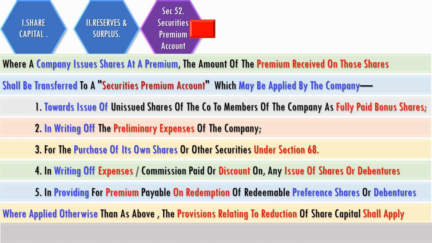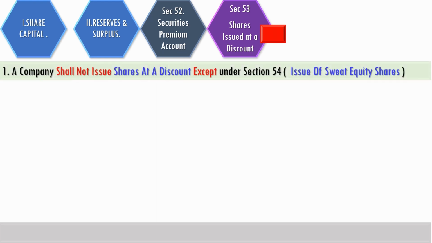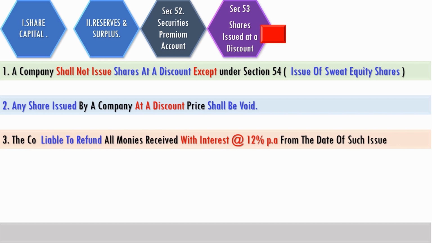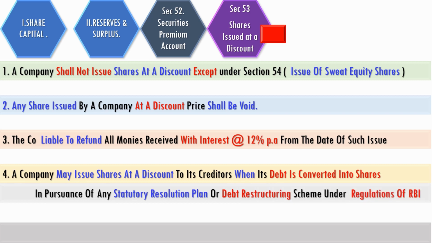Where it is applied for any other purpose than the five above, the provisions relating to reduction of share capital shall be attracted. Except for issue of sweat equity shares under section 54, a company shall not issue shares at a discount. Any share issued by a company at a discount shall be void, and the company is liable to refund all monies received with interest of 12% per annum from the date of such issue. A company may issue shares at a discount to its creditors only when its debt is converted into shares in pursuance of a statutory resolution plan or debt restructuring scheme under regulations of RBI.